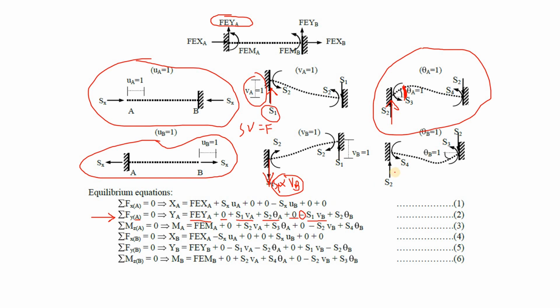Right over that, in this figure at point A, we have a positive force S2 into theta B. So we have S2 into theta B. So that was the equation for FYA. Okay, now let's take a look at another equation.